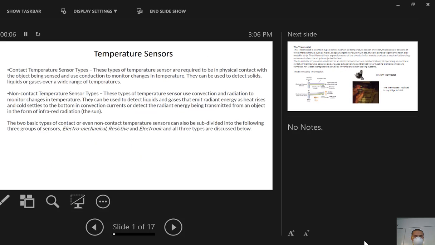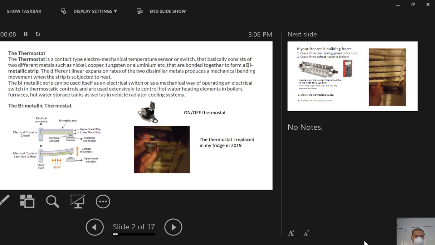All right, first, the thermostat. There will be a bunch of temperature sensors I'm going to introduce to you guys here. The first one is a thermostat. It's a mechanical sensor. Depending on the temperature, it's going to deflect or make contact to the electrical connection. And this is very common in fridges.